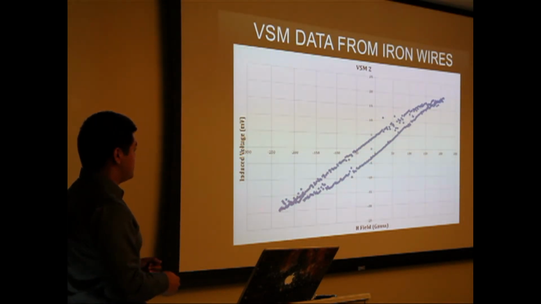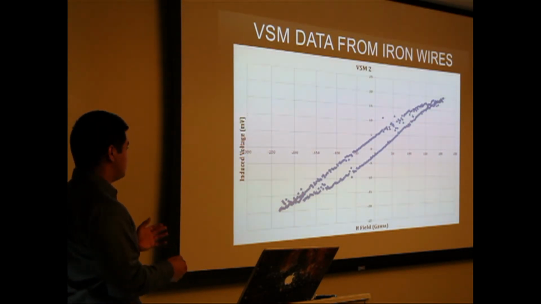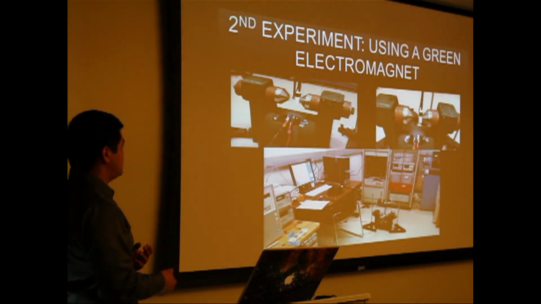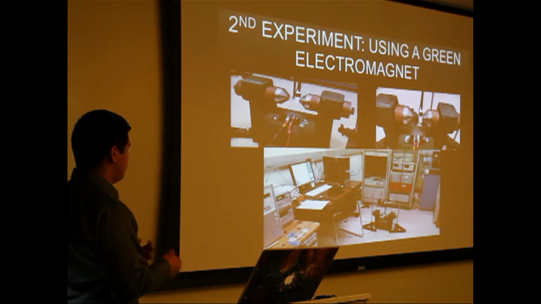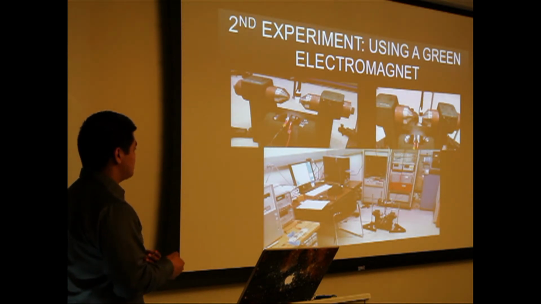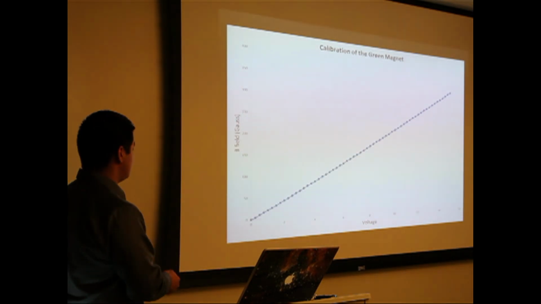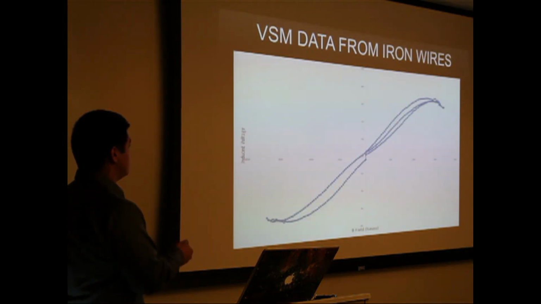It looks like we're trying to get the hysteresis, but it's not there. We don't see the hysteresis there. It's kind of linear. Then we used the second magnet, which is a DC electromagnet. Basically, this electromagnet gave us a stronger hysteresis, from doing just calibration, of course. Our data shows the iron wire, and we get this perfect hysteresis.